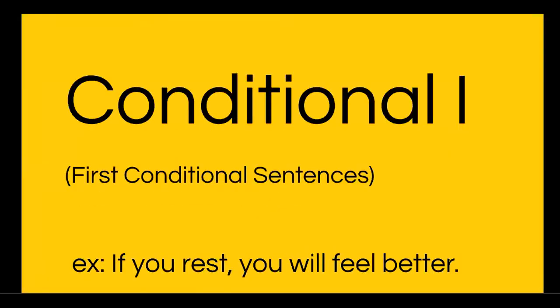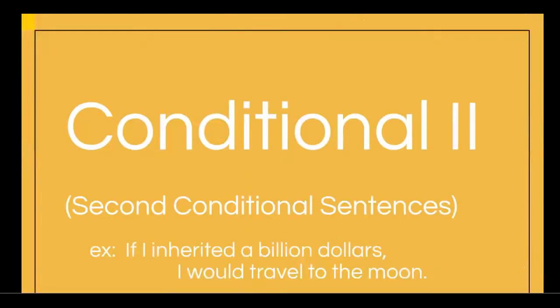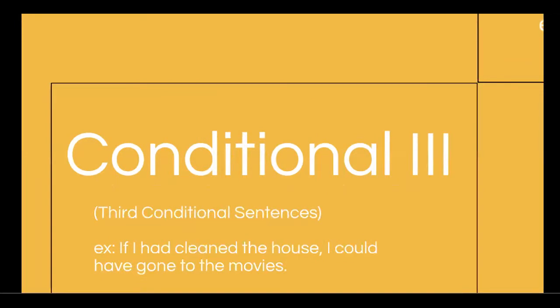The next type is conditional 1, or the first conditional sentence. For example, if you rest, you will feel better. The next type is conditional 2, or second conditional sentences. For instance, if I inherited $1 billion, I would travel to the moon. And the last type is conditional 3, third conditional sentences. If I had cleaned the house, I could have gone to the cinema or movies.